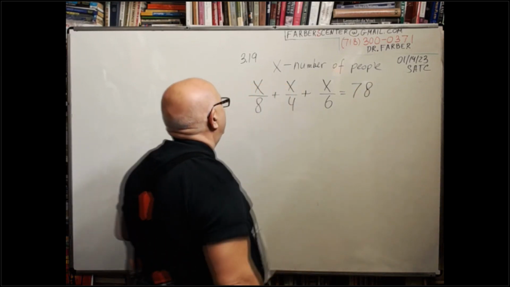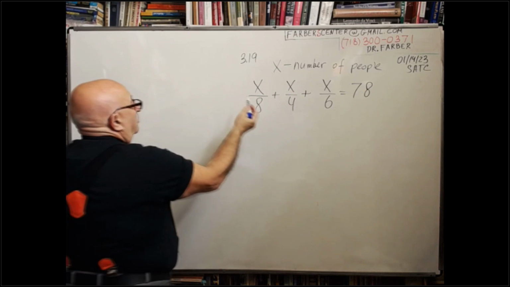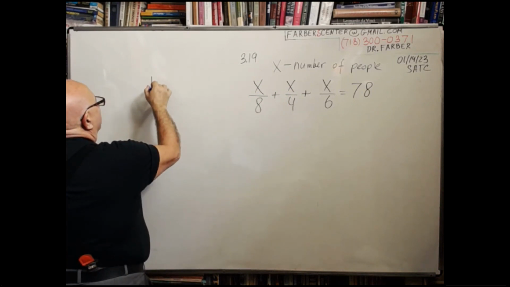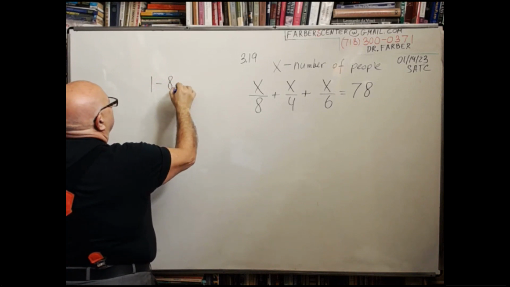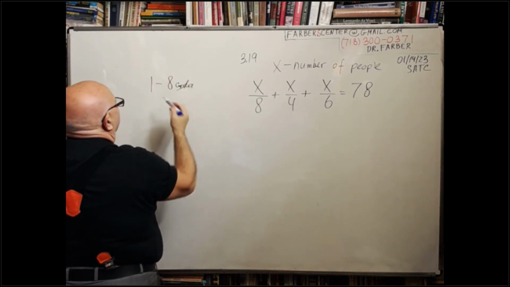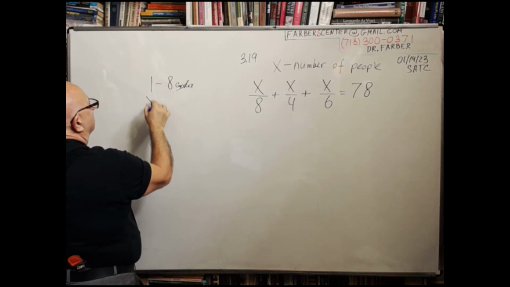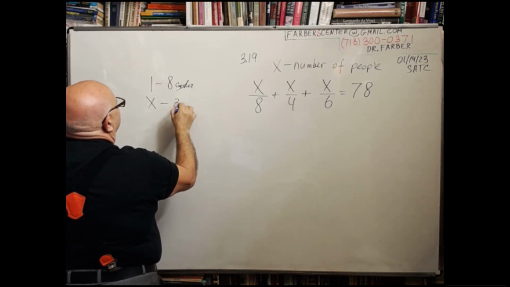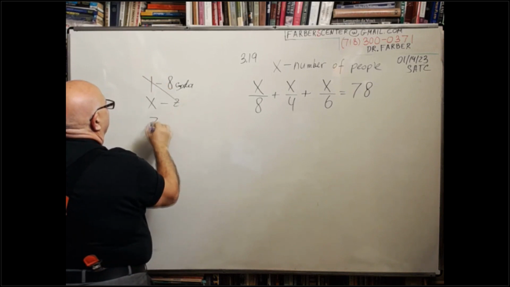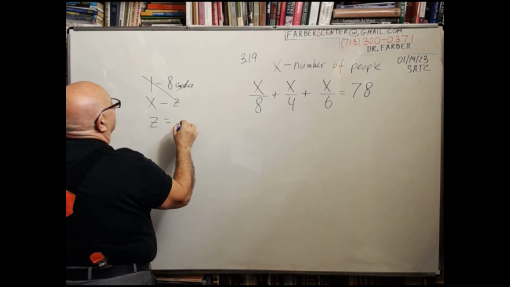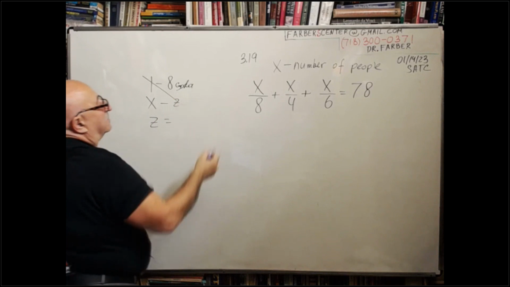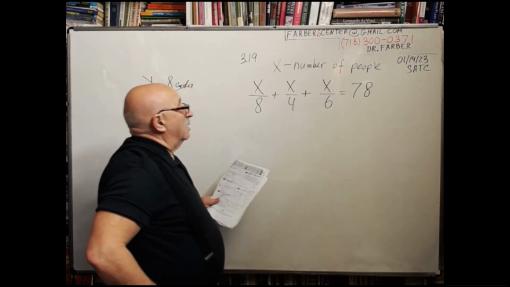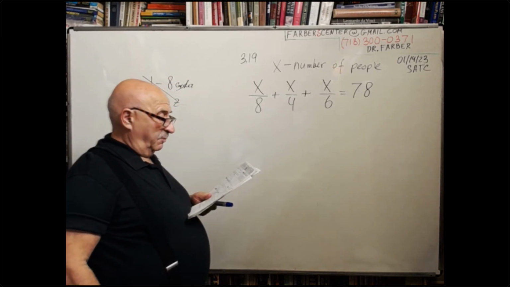Okay. You can use a proportion. You know that 1 person, 8 sodas; X people, I don't know how many sodas, Z. You don't need it, just do it in one shot, right? And after that, you have to find X.